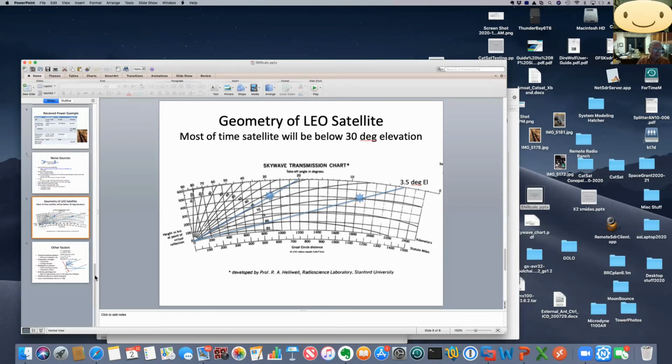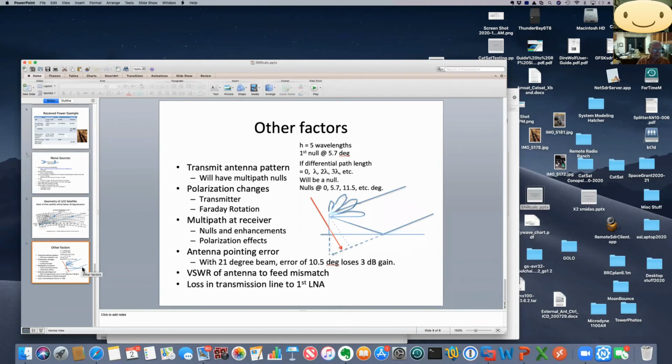I think that was other factors, yeah. So one of the things that happens, you should just be aware of, and I said transmit antenna pattern, I should have said receive antenna pattern in the example I'm talking about here. That's my mistake. The signal comes in from the satellite at some elevation and hits your receive antenna. What also happens is the signal comes in from the satellite, hits the ground, and bounces up into your receive antenna.